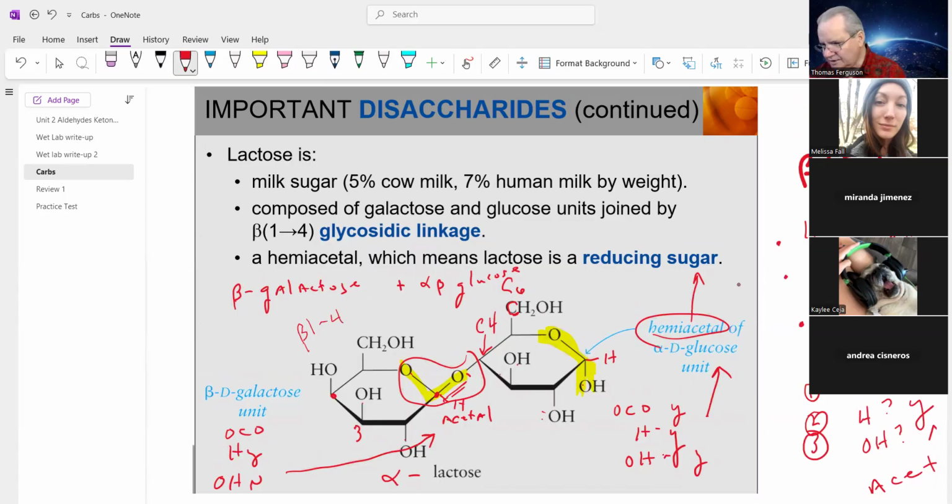Okay, so this is glucose on the right, galactose on the left. And it is a reducing sugar because it's got a hemiacetal present. Again, look for the hemiacetal. Hemiacetal is present. Yes, it's a reducing sugar.